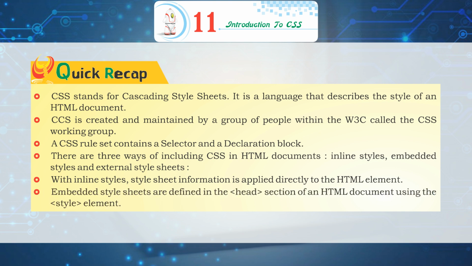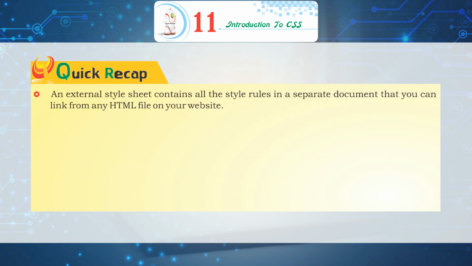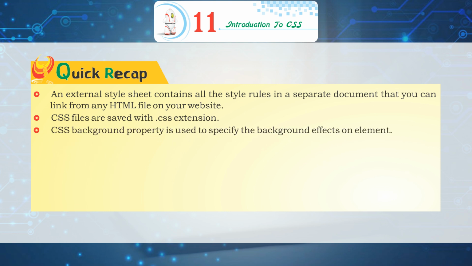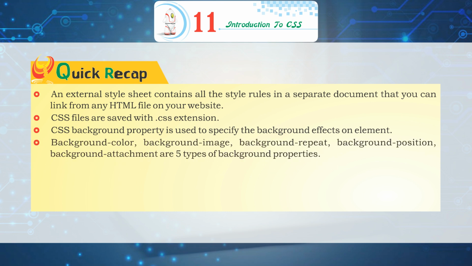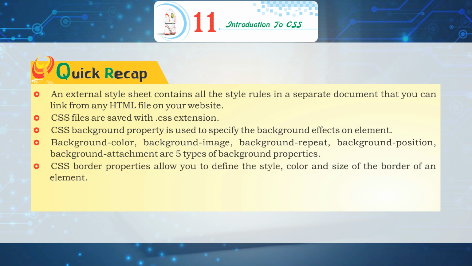Embedded style sheets are defined in the head section of an HTML document using the style element. An external style sheet contains all the style rules in a separate document that you can link from any HTML file on your website. CSS files are saved with a .css extension. The CSS background property is used to specify the background effects on an element. Background color, background image, background repeat, background position, and background attachment are the 5 types of background properties. CSS border properties allow you to define the style, color, and size of the border of an element.